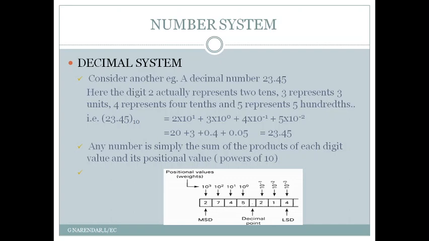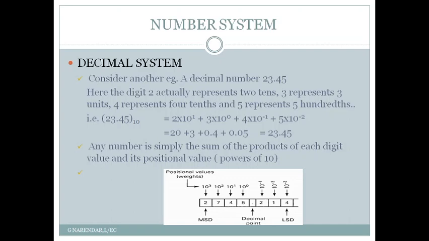So then how did we actually get the value of any decimal number? Here you can see we can generalize. Any number is simply the sum of the products of each digit value and its position value, right?